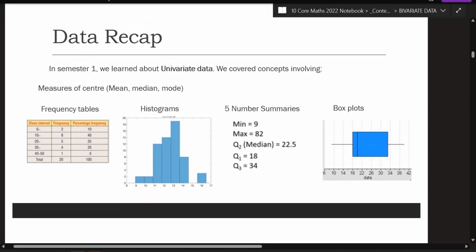Quick recap. Remember in semester 1, we learned about, actually no, it would have been this semester still. We did data last semester. Last term, thank you, Tony. We learned about univariate data. We looked at measures of center, like mean, median, mode. We looked at frequency tables, histograms, 5-number summaries, and box plots. Now, all of this relates to univariate, so one variable, because you're just looking at literally one piece of data and what it's telling you.